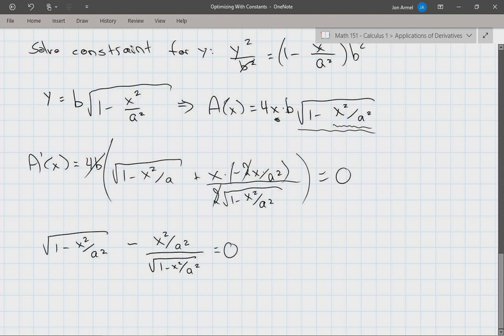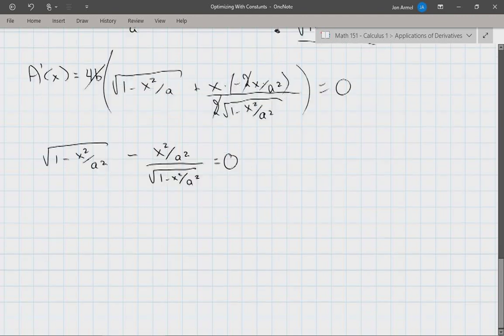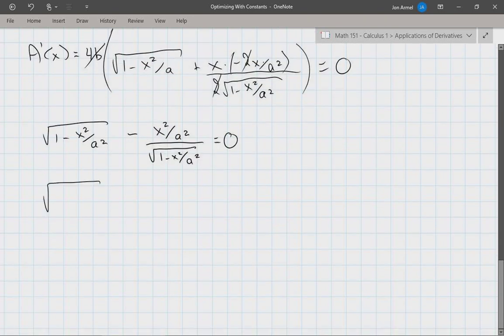So now I kind of want to combine those square roots somehow. So what you definitely don't want to do is square both sides or something. That would be a horrible idea because then you'll still have square roots, but you'll have even more terms. Instead, I'm going to add the negative term to the other side. So we've got the square root, I'm going to leave this term alone. But then my other term I'm going to add to the other side to make it positive. X squared over a squared on top divided by square root 1 minus x squared over a squared.